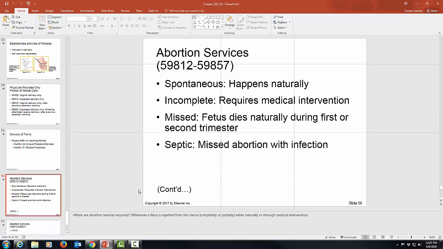Okay, the abortion services, 59812 through 59857. Spontaneous, happens naturally. Incomplete, requires medical intervention. Missed abortion, the fetus dies naturally during the first or second trimester. The septic is a missed abortion with an infection. The saddest thing ever is when a baby is carried full to term and then dies in the uterus, and we have to deliver that baby.